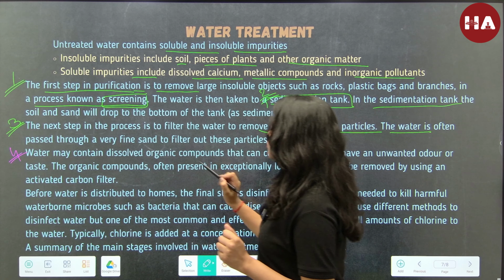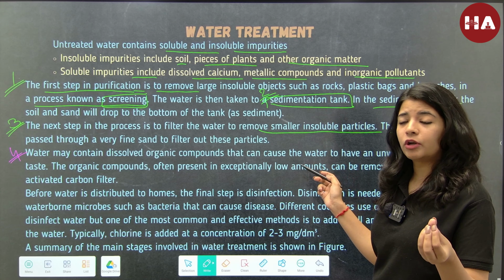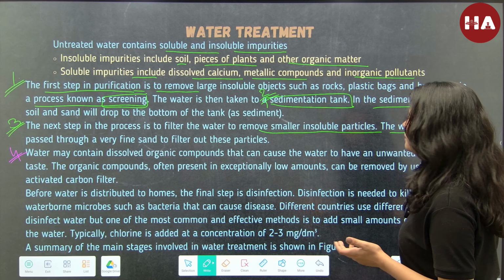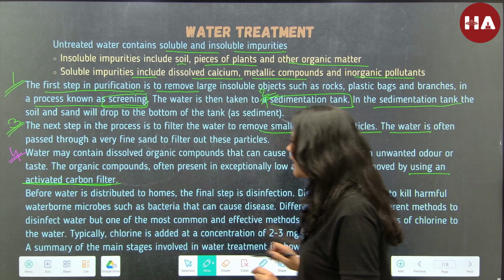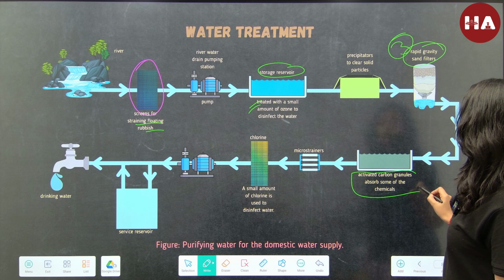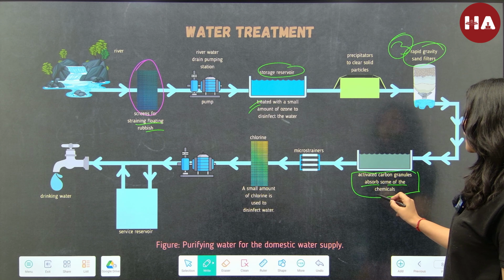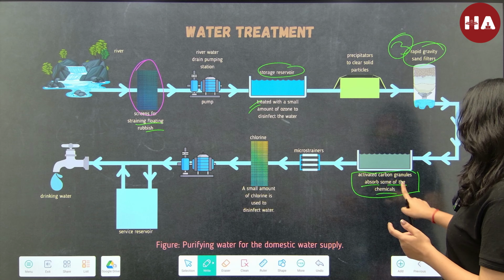Water may contain dissolved organic compounds that can cause the water to have an unwanted odor or taste. So what do we do? We add an activated carbon filter. This becomes your fourth point. We add an activated carbon filter, which is here. Activated carbon granules or filters absorb some of the chemicals which are responsible for the bad odor or taste of the water. Right, this is your fourth step.